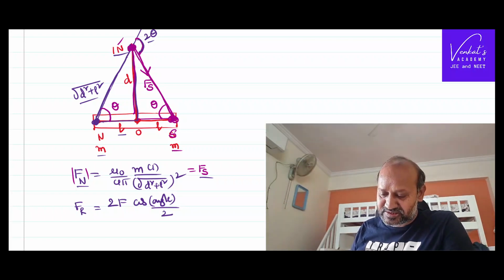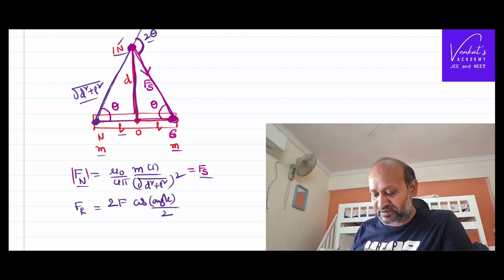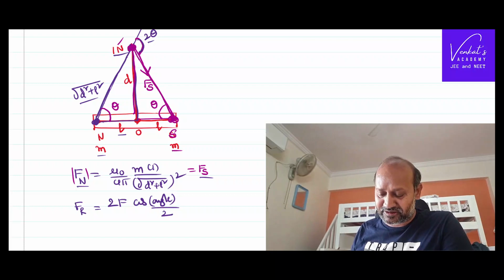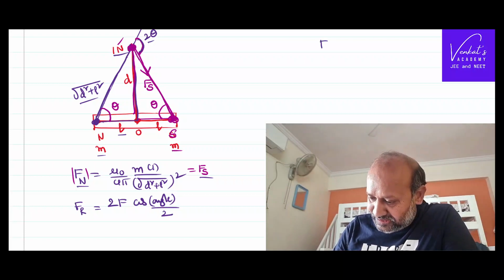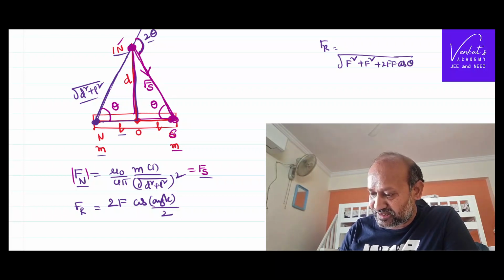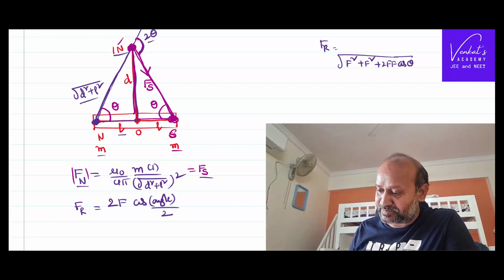Two forces, the angle theta: using the parallelogram law, you can get this formula. You know this; you can check the parallelogram law. And we can write an equation. F resultant could be written as root of F square plus F square plus 2F square cos theta, assuming theta is the angle between them. This is the general formula I am writing.